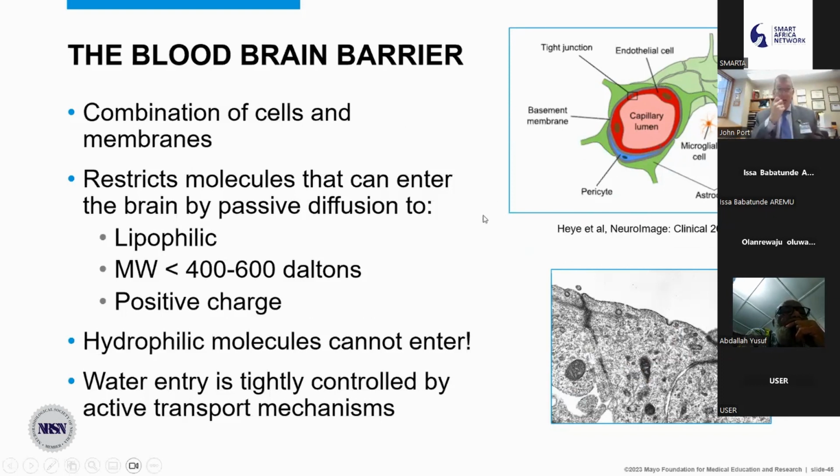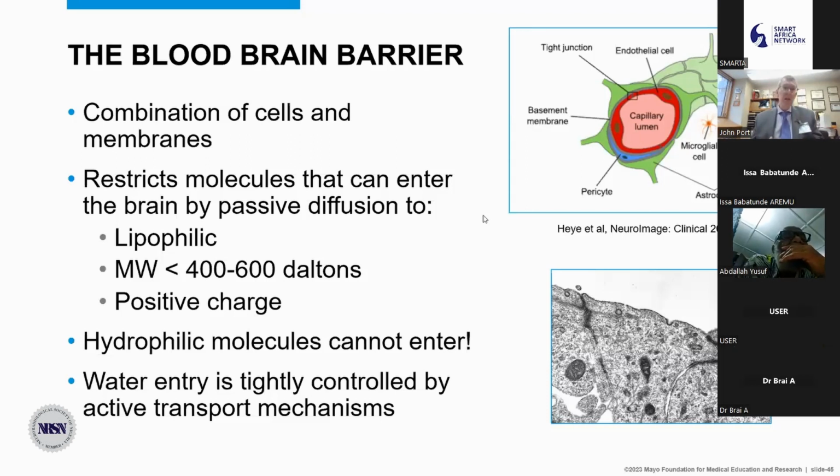The purpose of this is to restrict molecules that can enter into the brain. So your brain has a fairly pure environment. Things that can get in are lipophilic compounds, very small molecules. So, for example, sugar, amino acids, that kind of thing. Lipophilic compounds, think of general anesthetic, think of alcohol, things like that.